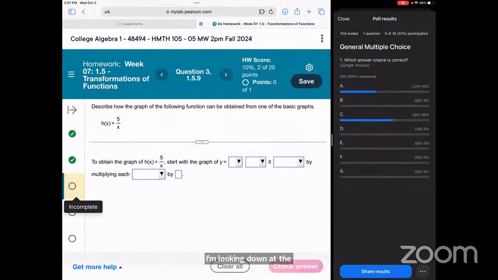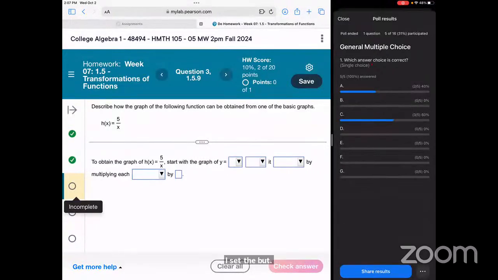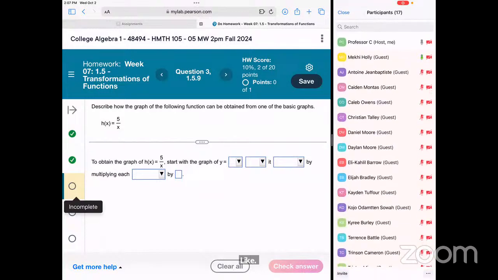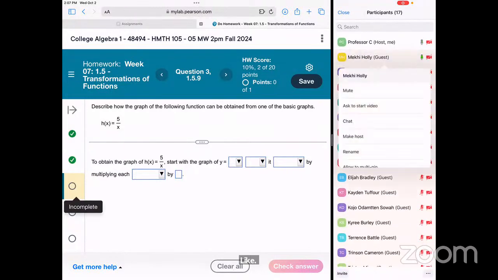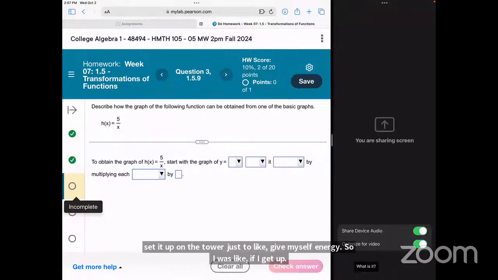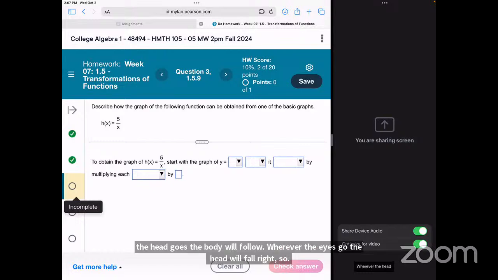So what I did earlier, I set it like a timer. Are you trying to look at me in his face? Yeah, I'm trying to see. Maybe a bit closer to you. It's okay. I set it up on a tower just to give myself energy. If I look up, the body goes with it. Wherever the head goes, the body will follow. Wherever the eyes go, the head will follow. So if I can look up, I can get my head up, get my energy up, and I'll be up.